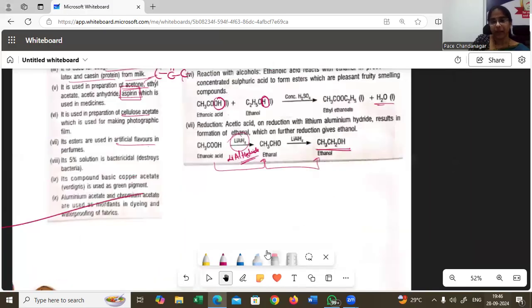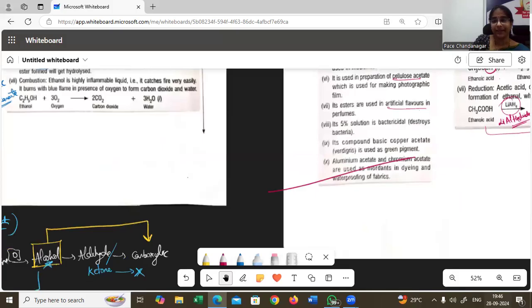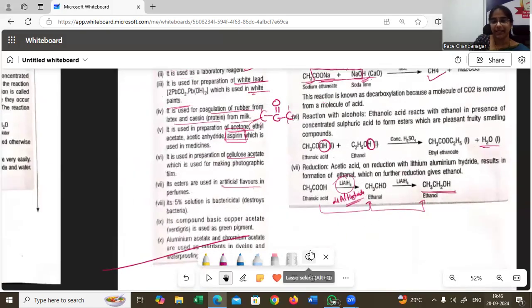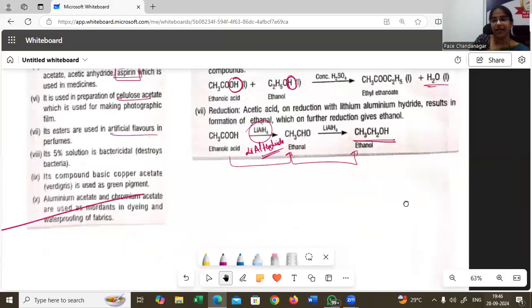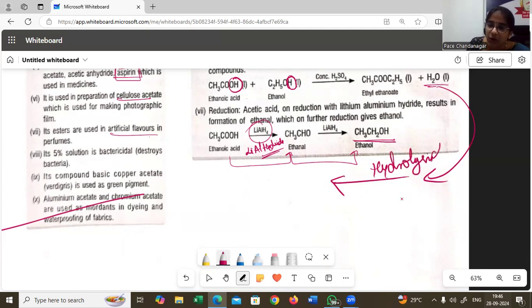Now, then we have seen one ester, right? So esters, as we have seen, esterification, and then hydrolysis on esters. Now this is a reversible reaction. The reverse of this reaction is called hydrolysis. Hydrolysis of esters in the presence of NaOH will give me what? It will give me back ethanoic acid and ethanol.